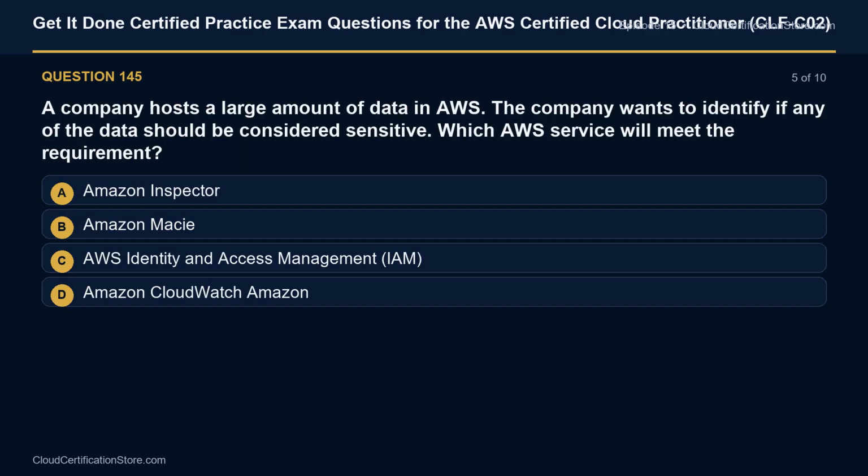Question 145. A company hosts a large amount of data in AWS. The company wants to identify if any of the data should be considered sensitive. Which AWS service will meet the requirement? Option A, Amazon Inspector. Option B, Amazon Macie. Option C, AWS Identity and Access Management, IAM. Option D, Amazon CloudWatch.